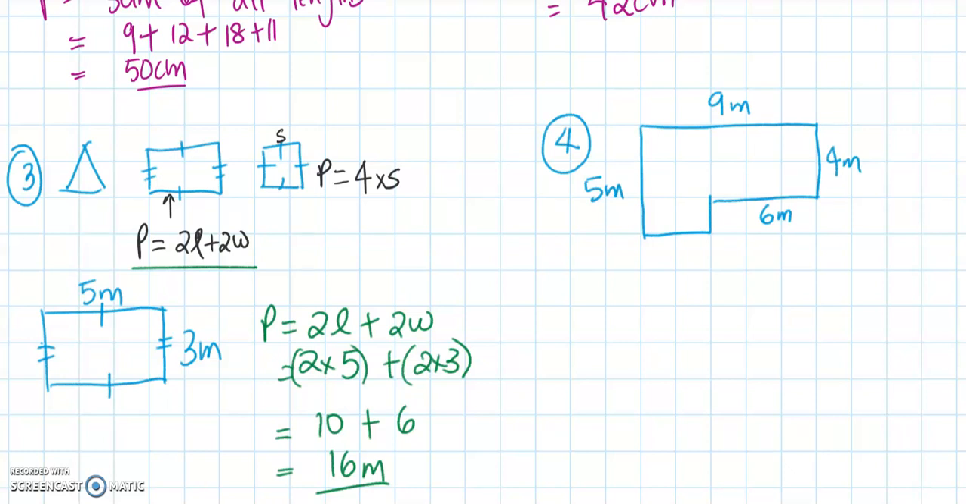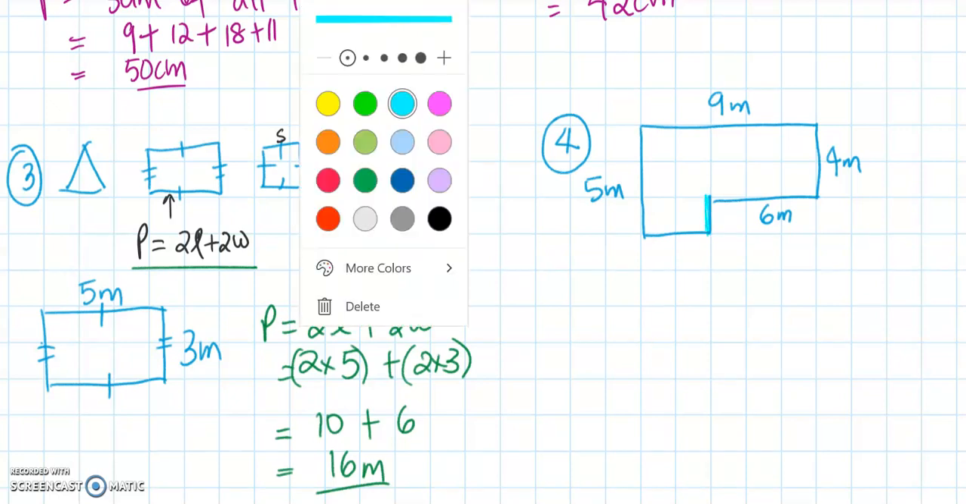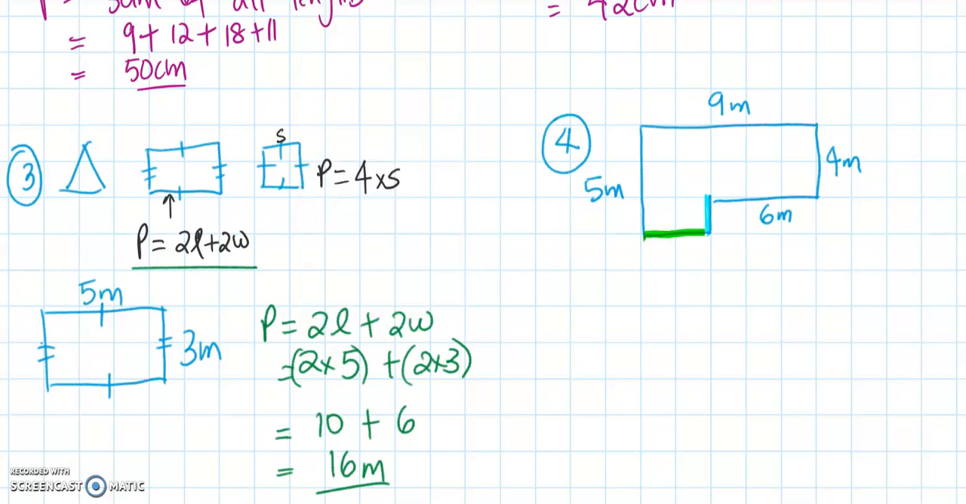Now if we notice, we can see that this dimension over here and that dimension over there, the measurements for those two side lengths are not given. So what we need to do is first identify and calculate the missing side lengths. Let's just say I use a dotted line. A dotted line can be used to indicate that you can use that line to divide the shape up.